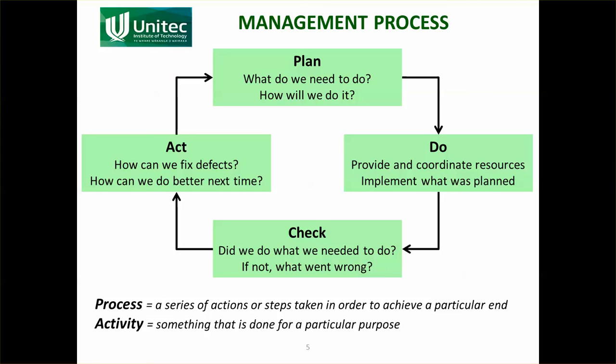And if there is a problem, what went wrong? And fix it before it becomes a major problem. So it's always good to be picking up problems when they're small problems, because if you forget about them or don't act upon them, they'll become big problems. And the last one there is act. How can you fix those defects? What happened? How can I make it so that that doesn't happen again?